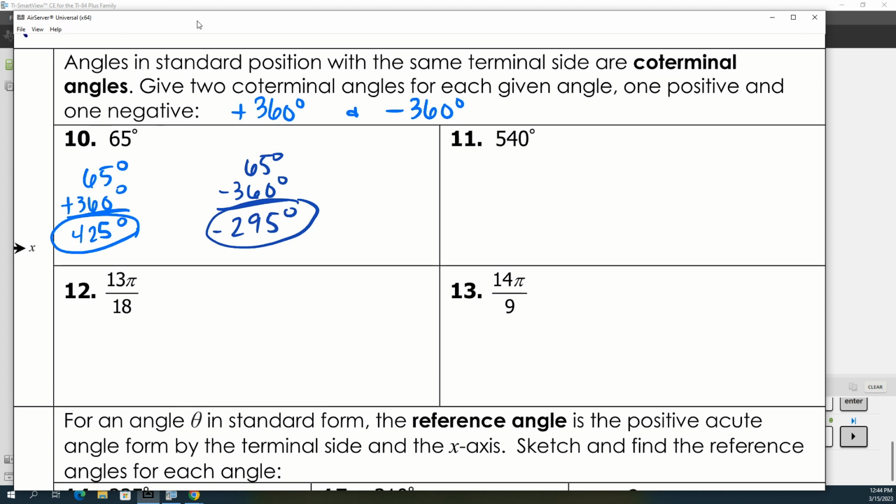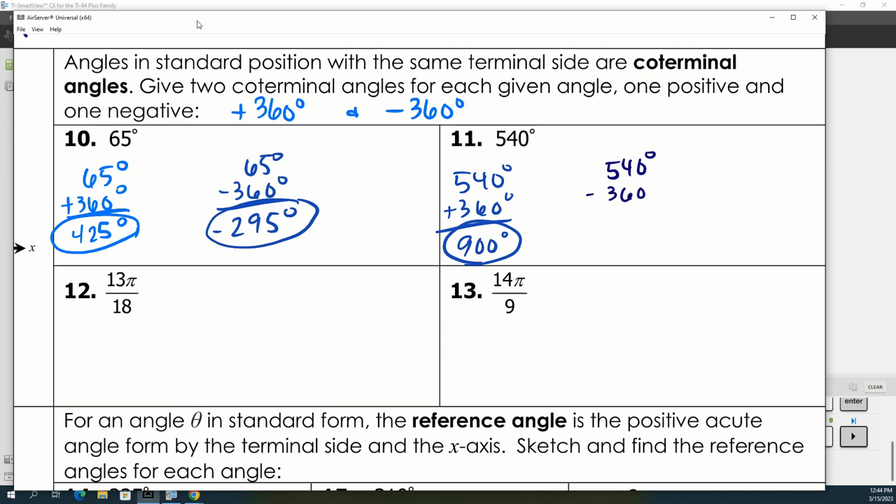Okay, so that's pretty much it. Once I get 540, we'll take 540 and add 360 to it. And that's going to give us 900 degrees. So that's the positive coterminal. That is a positive coterminal angle. There's an infinite number of coterminal angles for each angle.